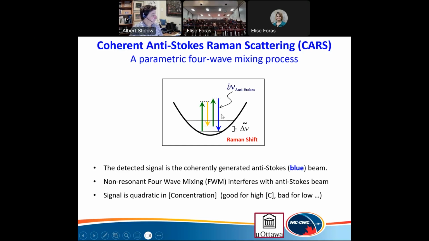And that's how an image is generated. This coherent nonlinear process is a parametric process. This means that the signal is quadratic in the concentration of the molecule which is resonant. That's good when the concentration is high, but it's terrible when the concentration is low because you lose also like the square.